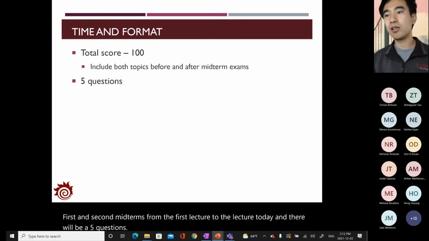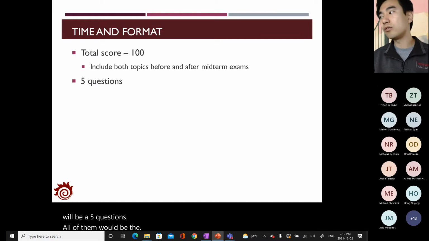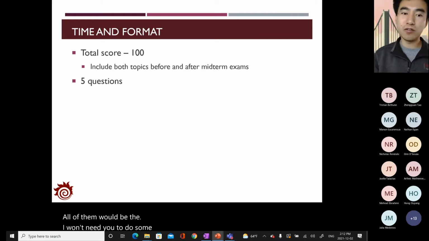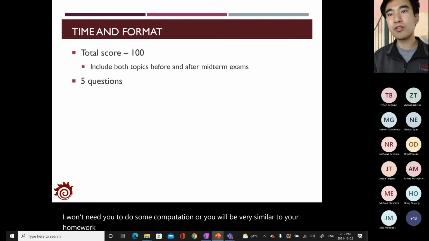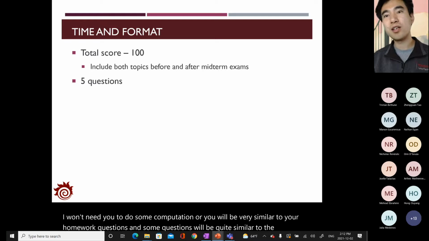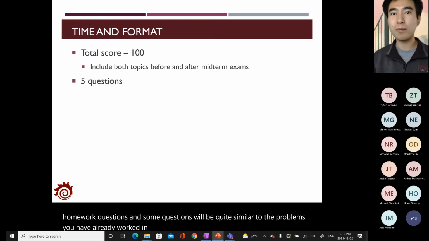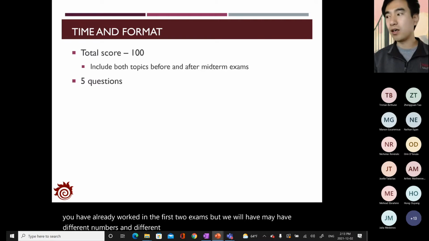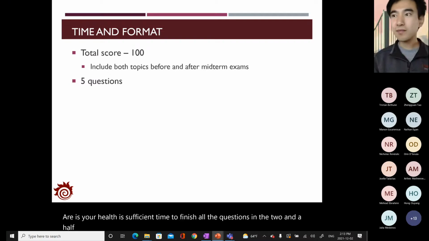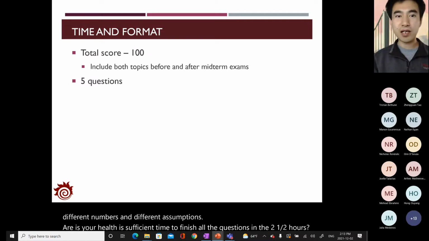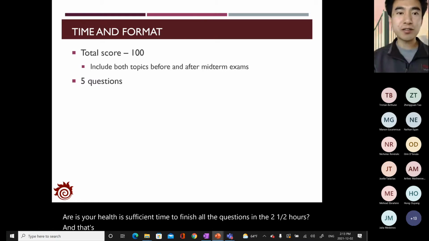All of them will need you to do some computation. They will be very similar to your homework questions, and some questions will be quite similar to the problems you have already worked in the first 2 exams, but we may have different numbers and different assumptions. You should have sufficient time to finish all the questions in the 2.5 hours. And that's the additional information.